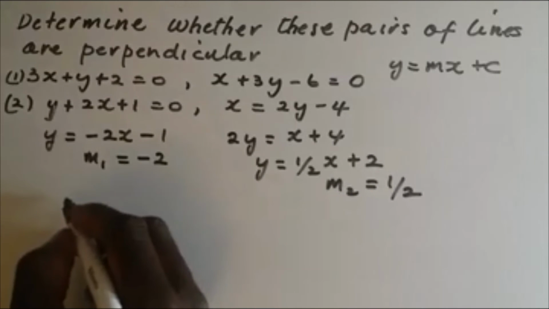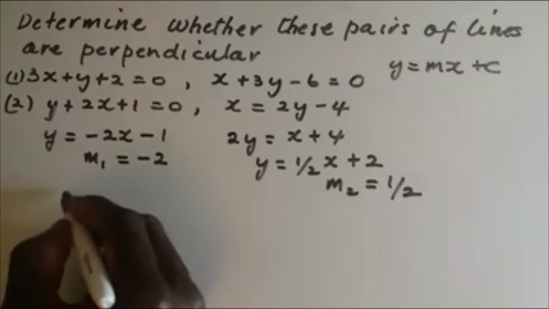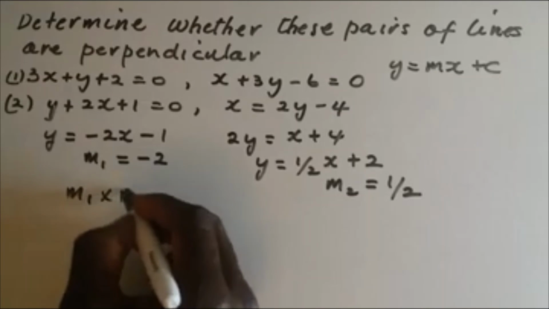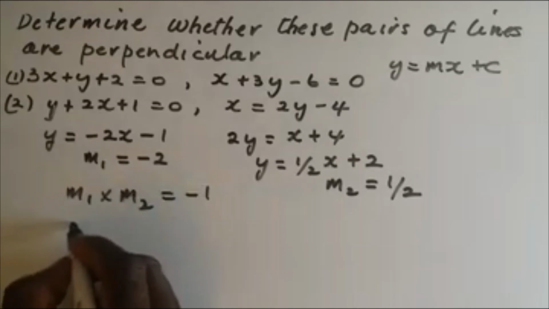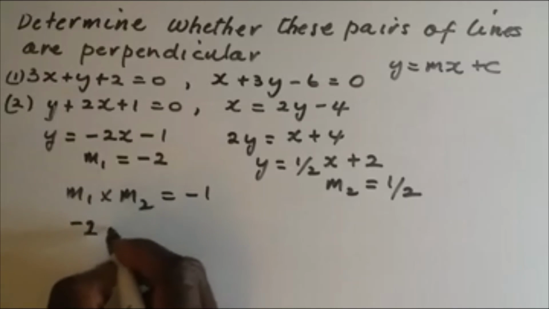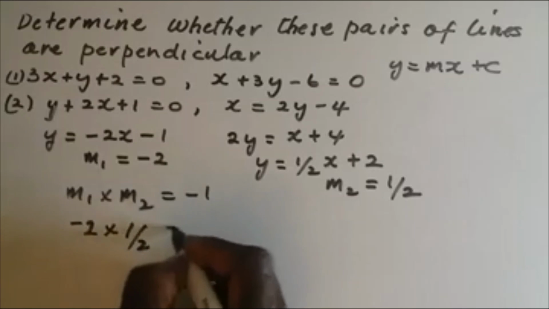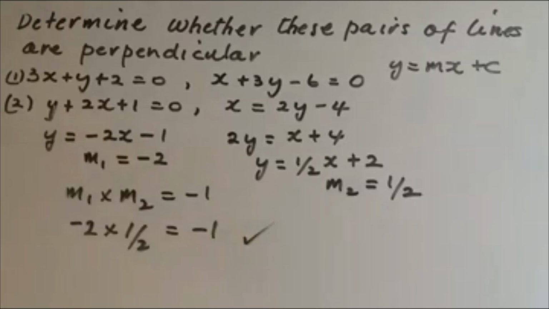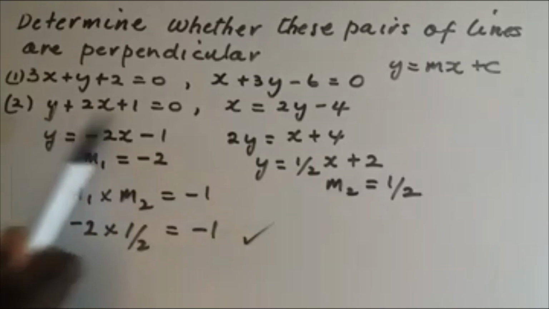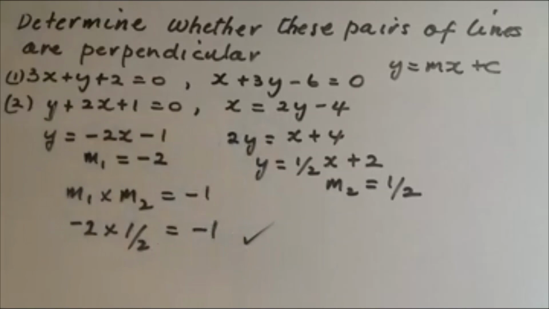The perpendicularity condition states that m1 times m2 is equal to negative 1. Let's see what it turns out to be. Minus 2 times a half, that gives us minus 1. So we know that these two lines are perpendicular to each other.